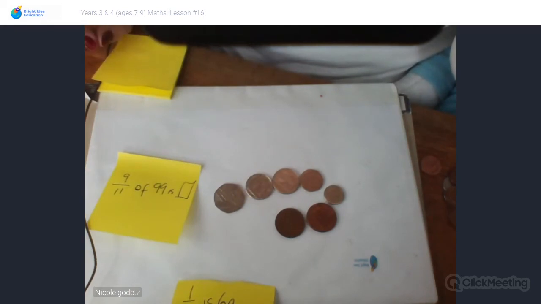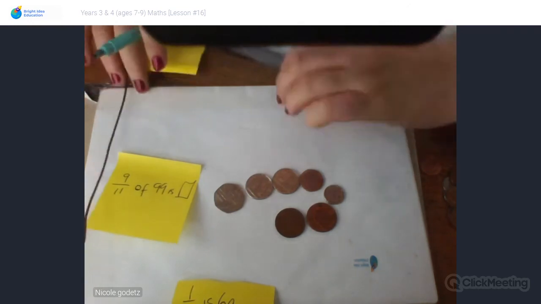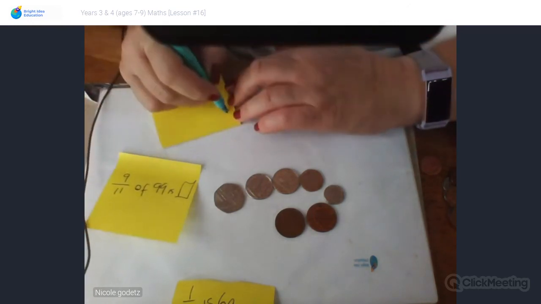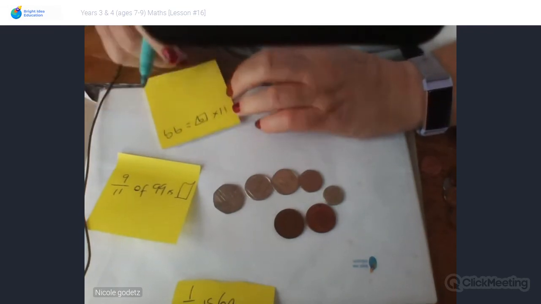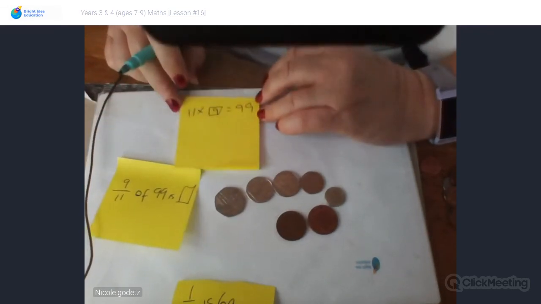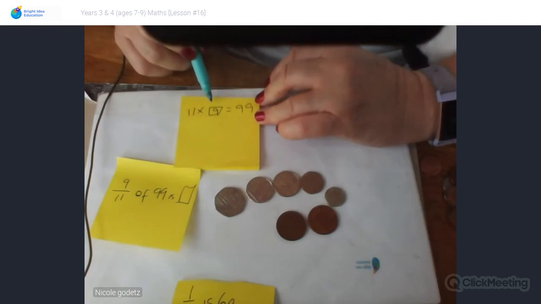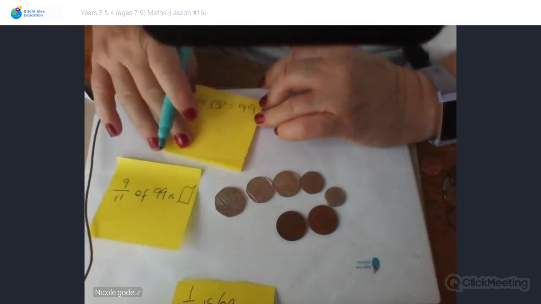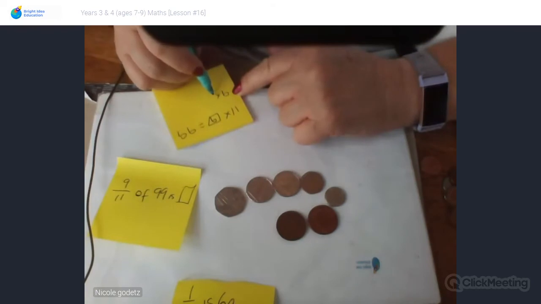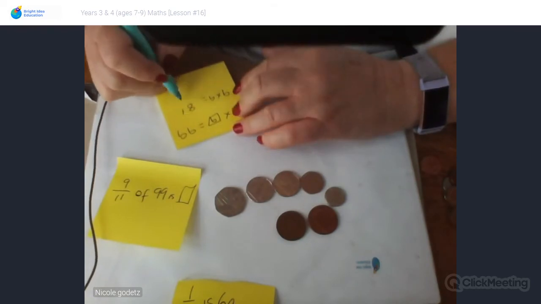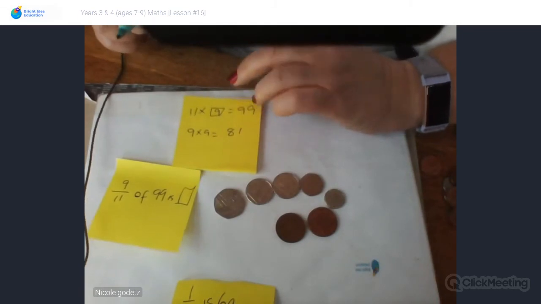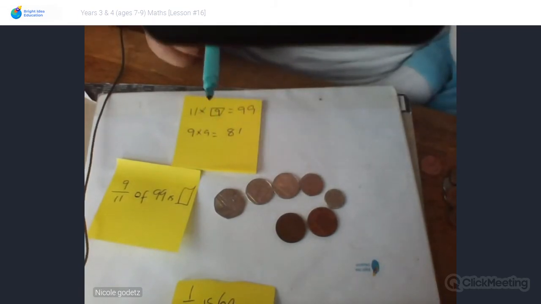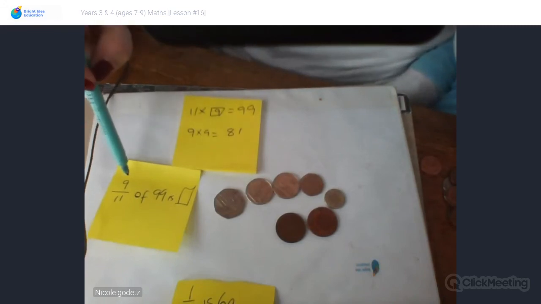So what's 1/11? 11 times what is 99? We must know our tables. 11 nines are 99. So what is 9 nines? 9 times 9 equals 81. 9 nines, the 9 times table. Okay, that caught a few of you. Quite a few incorrect answers there.